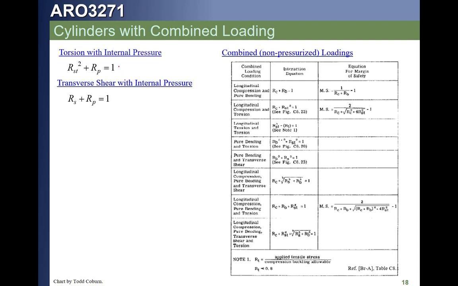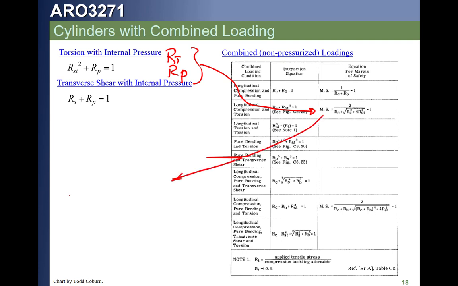Suppose we have torsion with internal pressure. And let's say we have external crush pressure. We would go and calculate what our FCR is for the torsion, and then we would calculate what our FCR is for the pressure, whether it's hydrostatic or external. We would then calculate the stress ratio for torsion and the stress ratio for pressure. We would use our two stress ratios in this equation here to calculate our margin of safety.